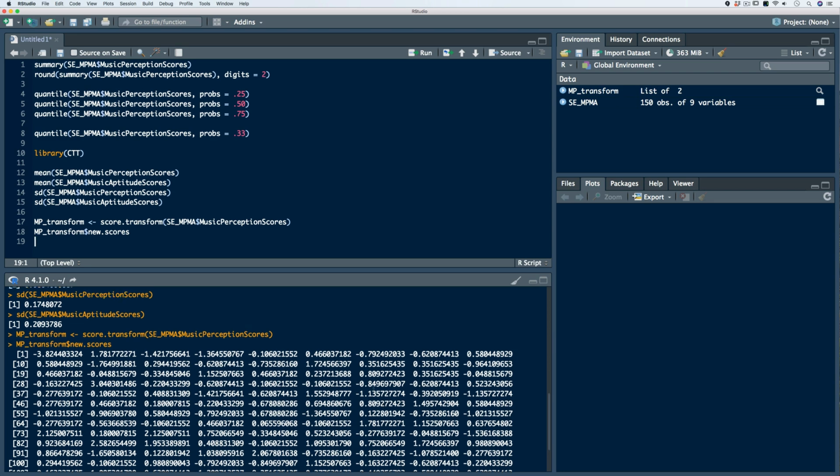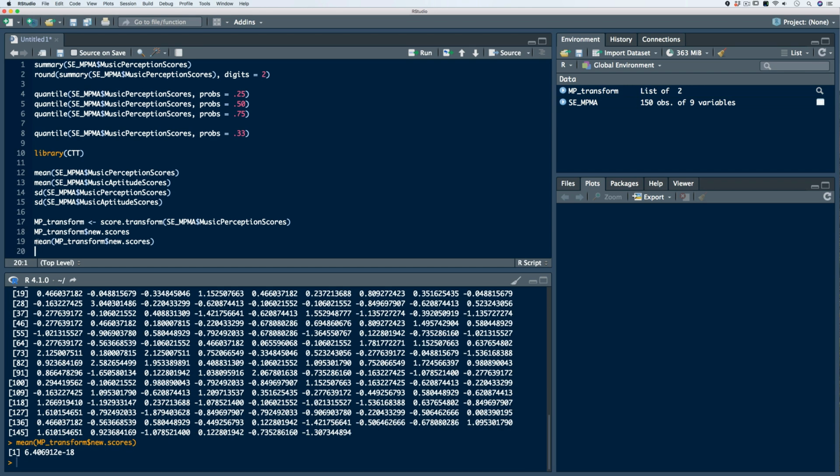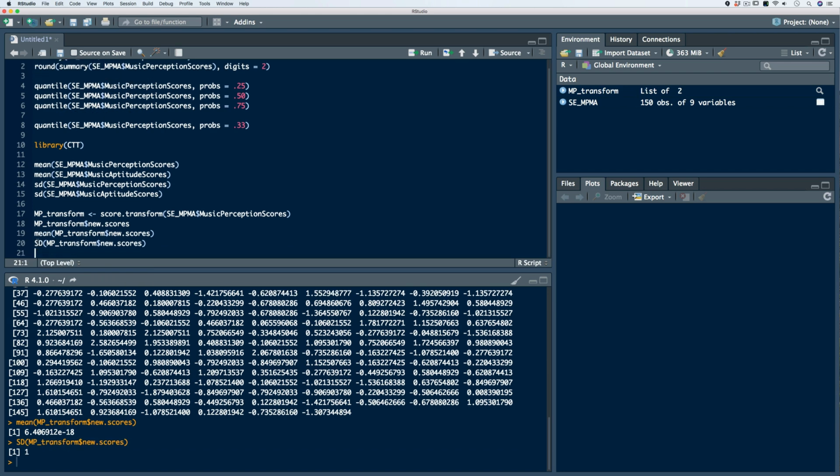Now again, remember that z-scores have a mean of 0 and a standard deviation of 1. We can check this by using the mean function. And here we have a value of 0. So this is scientific notation that basically says it's 6.4, but then add 17 zeros to the left. So that's a very, very small number. And we would interpret that as 0. And then if we take a look at the standard deviation, we have a standard deviation of 1. So again, we're looking at the z-score transformation of our distribution.